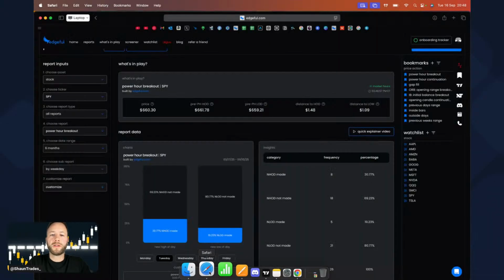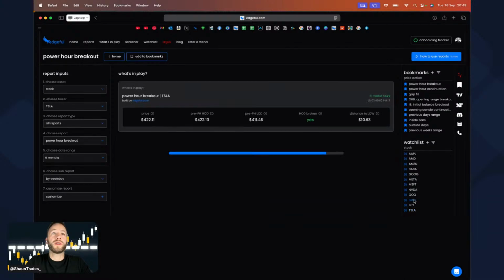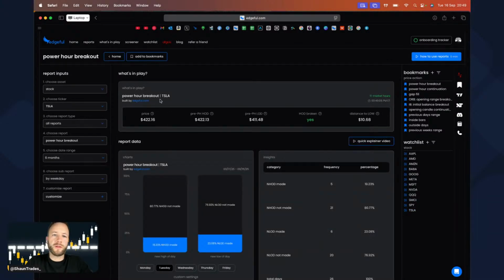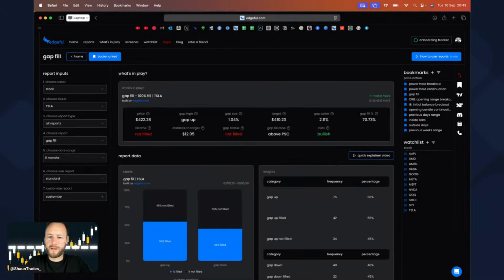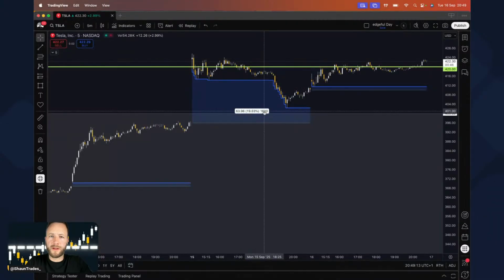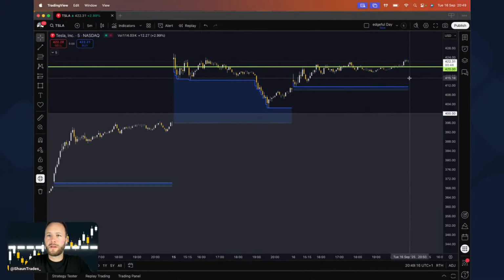Because if you go to Safari here, you can see, why not? Let's do it on Tesla. We're here. We'll do edge for day on Tesla. So we've got power breakup, I don't want that. Gap fill. I need to actually see what Tesla did today. Did it gap up? It did.